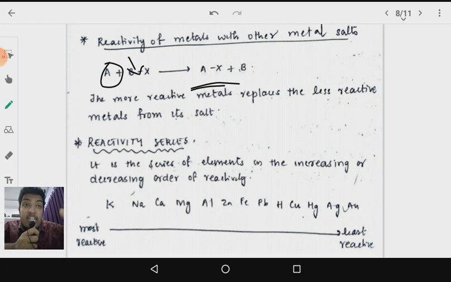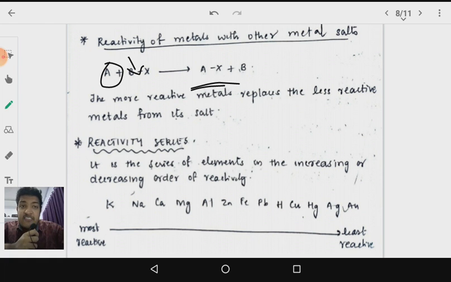Now, what decides this reactivity is the reactivity series. The reactivity series is a series of elements in the increasing or decreasing order of reactivity. We are writing the reactivity series by observing different reactions. We have seen the reactivity with oxygen, reactivity with water, reactivity with acids. By seeing many such reactions, we are coming to a conclusion that this is the reactivity order. These elements are very reactive, whereas these elements are least reactive, and so on.